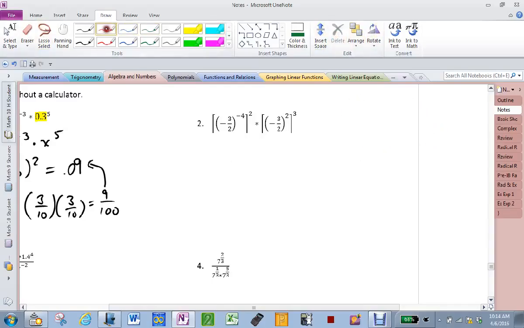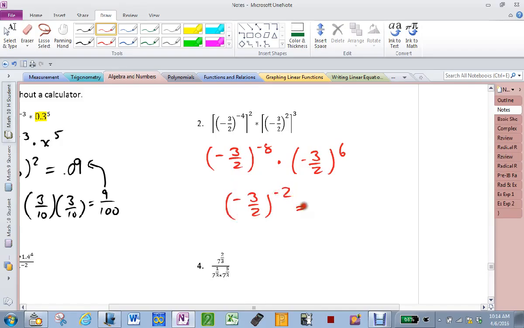So, that is negative 3/2 to the negative 8 times negative 3/2 to the 6th. Then you would add to get negative 3/2 to the negative 2. Then you would flip because of the negative exponent to get negative 2/3 to the positive 2. Then you would square it. Negative 2 squared is positive 4. Negative 3 squared is positive 9. Okay?